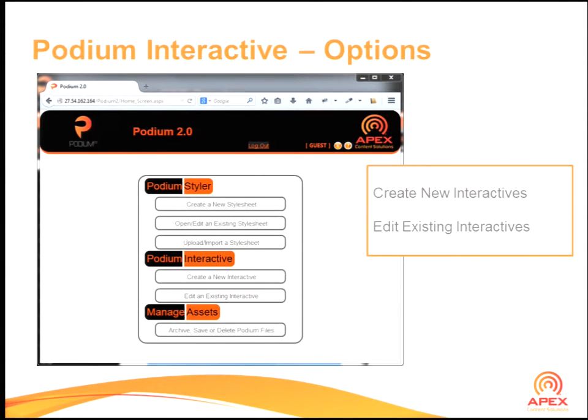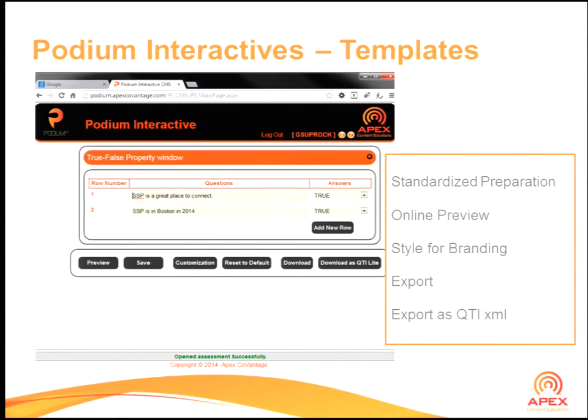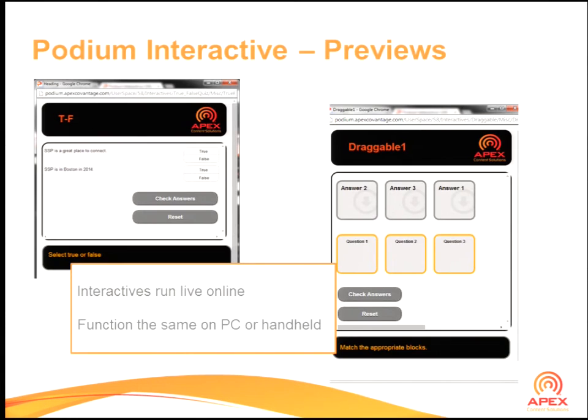So you can enter through Podium 2.0 to get to the same sort of menu to create interactives, to edit interactives. It's all menu driven, so you can pick the style of quiz that you'd like to be able to work with. There's a standardized preparation methodology. You have the ability to online preview your quiz, make edits, changes. You can style it for branding. You can export it. And if you're working with a learning education system that utilizes QTI, you're able to do a QTI export for that module.